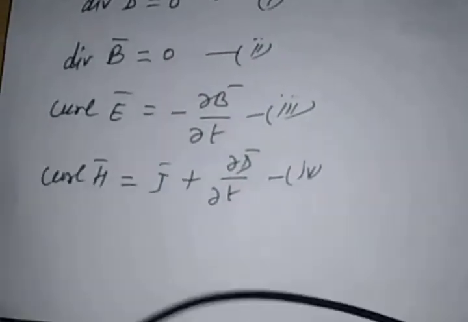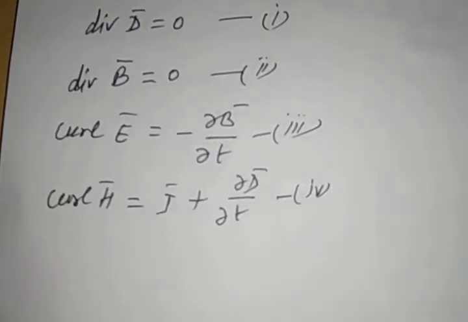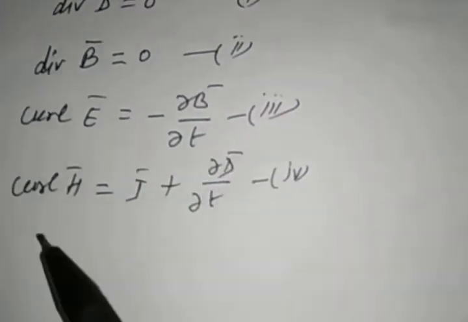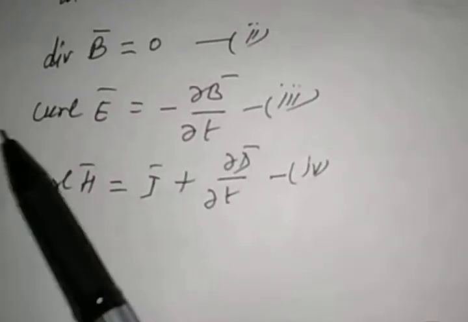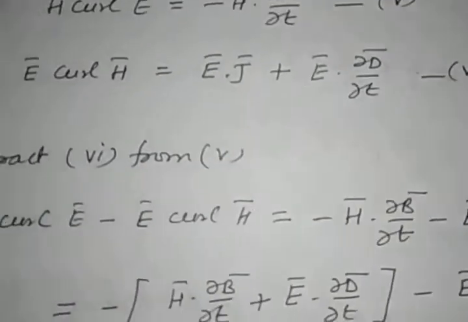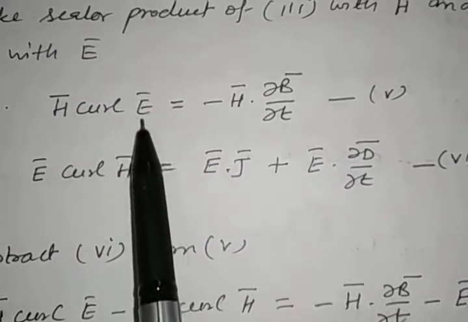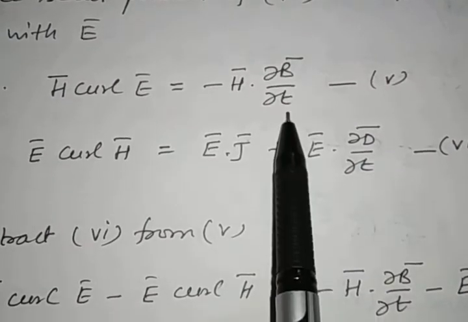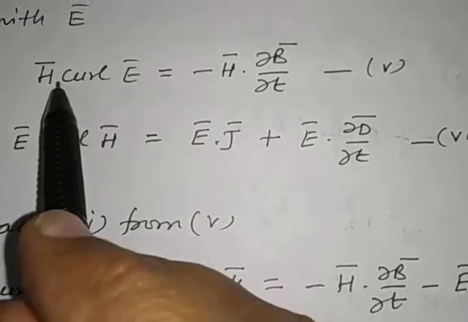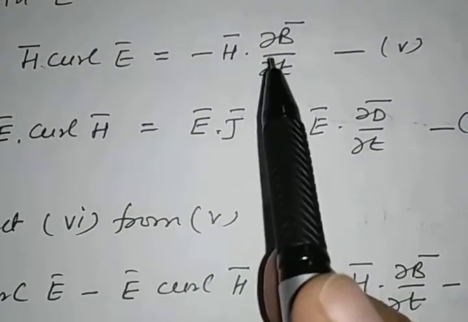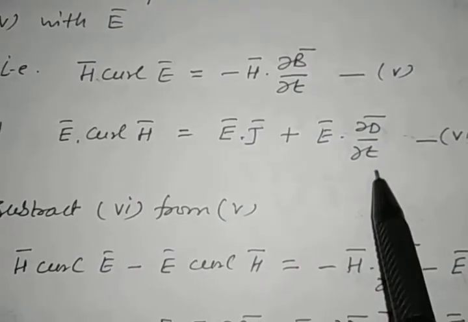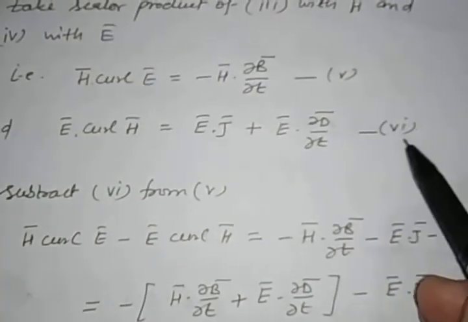The third equation is curl E and the fourth equation is curl H, so we multiply by H here and E there. We get H dot curl E is equal to minus H dot del B by del t, and E dot curl H is equal to E dot J plus E dot del D by del t. This is scalar multiplication of these two equations, so we got the other two equations.